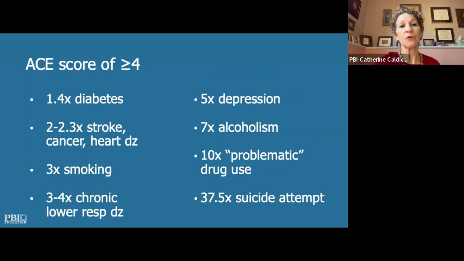Let's look at people who have an ACE score of 4 or more. Among the US population as a whole, these folks have likelihoods of these conditions. So, more than 1.4 times the rate of diabetes compared to folks who don't have such an ACE score. At least two times the risk of stroke, cancer, and heart disease, 3 times the risk of smoking, 3 to 4 times the risk of chronic lower respiratory disease, 5 times the rate of depression, 7 times the rate of alcoholism, 10 times the rate of so-called problematic drug use, and look at the rate of suicide attempts. Almost 40 times more a risk of suicide compared to the general population.